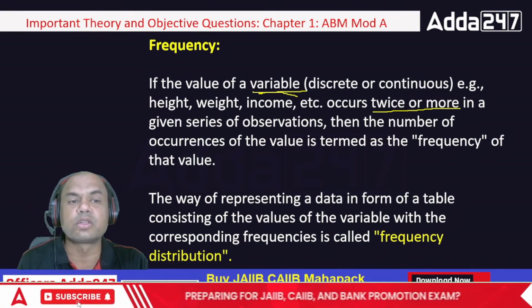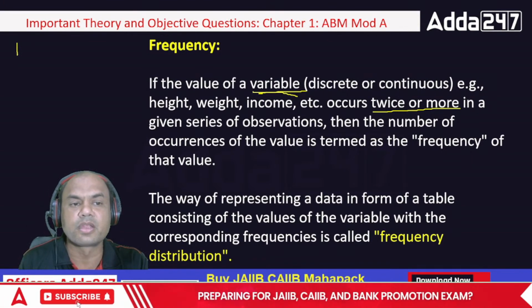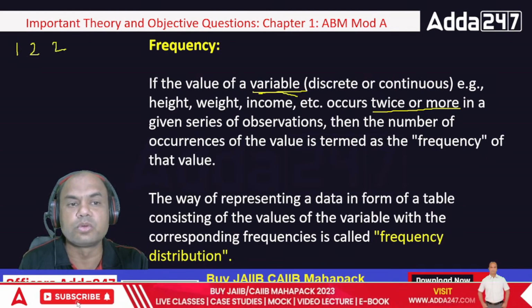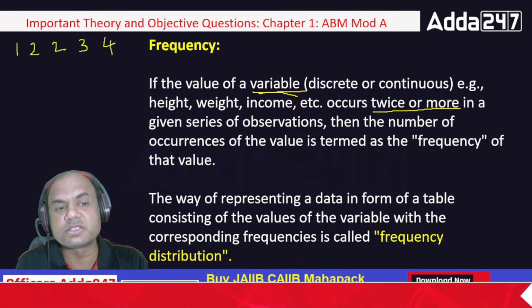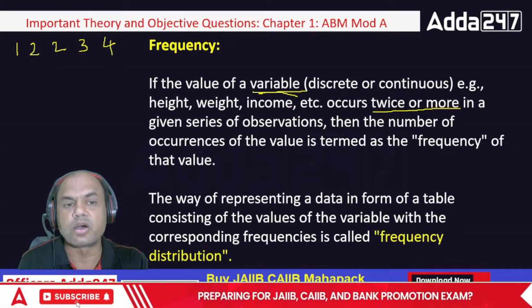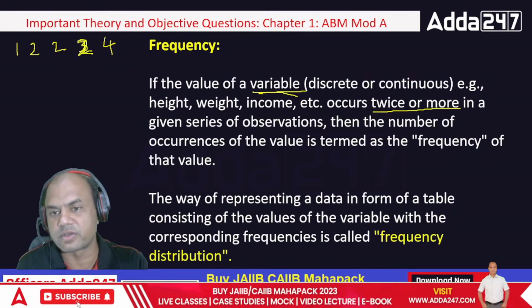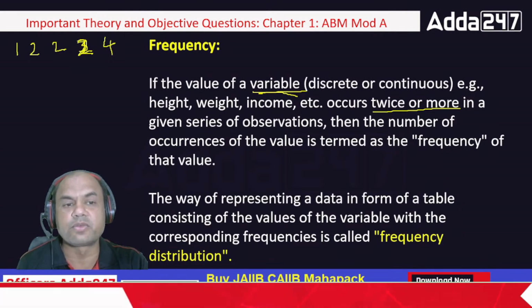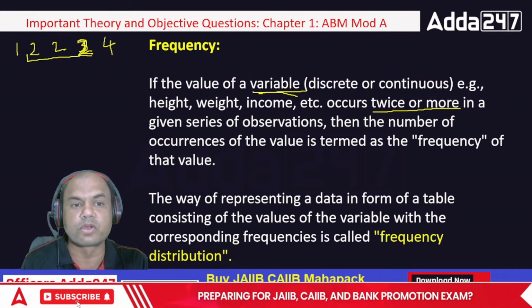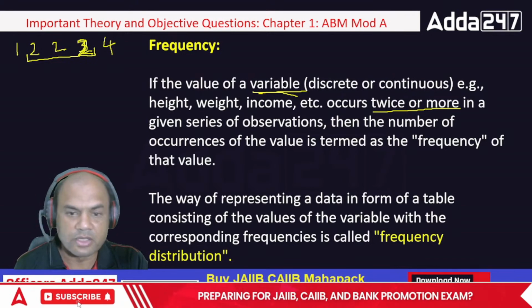Suppose if I go on counting these numbers 1, 2, 2, 3, 4, right? So frequency of 2 is 2. Or if I take this 2 again over here, frequency of 2 is 3. Then the number of occurrences of that value is termed as the frequency. So what is the frequency of 2 over here? That is 3 times. So 3.